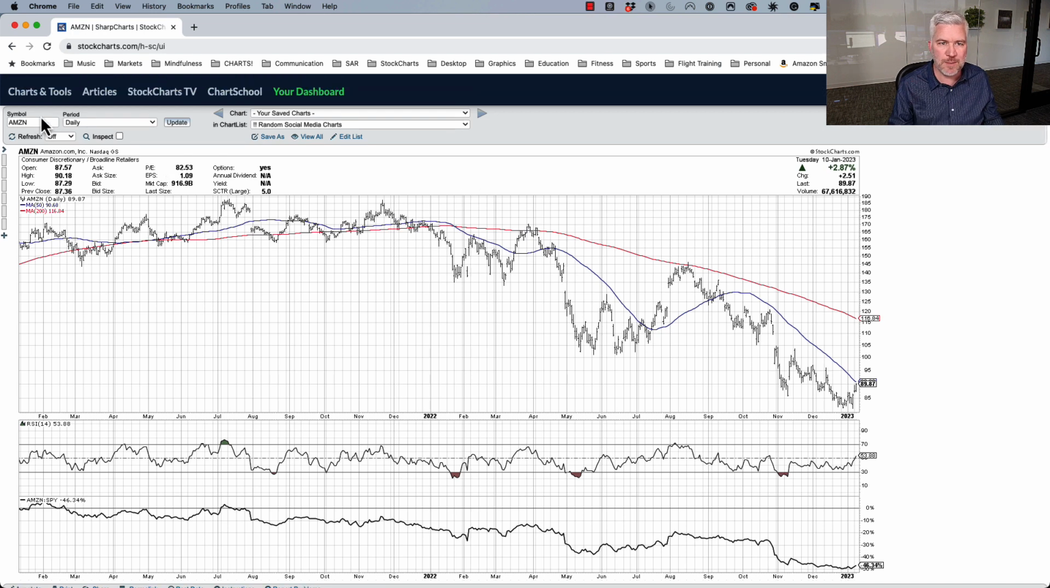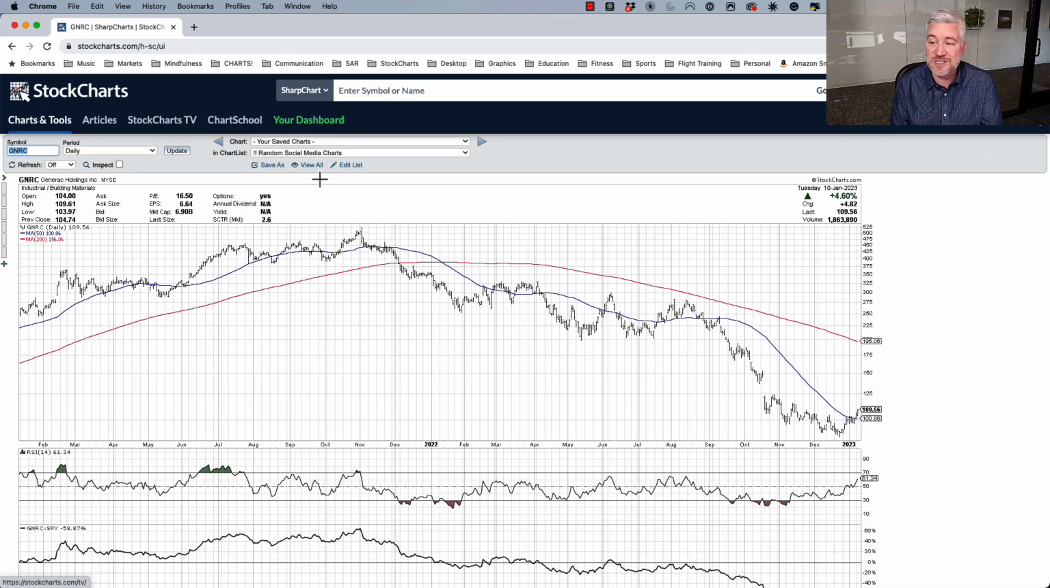Let's look at two other examples, and we'll talk a little bit more about how you actually play this pattern. Second chart I wanted to show you was Generac, GNRC. This is an industrial stock. Now, a lot of the industrial sectors, things like defense names, aerospace names like Boeing and Raytheon and others are in a much different phase than what you see with GNRC.